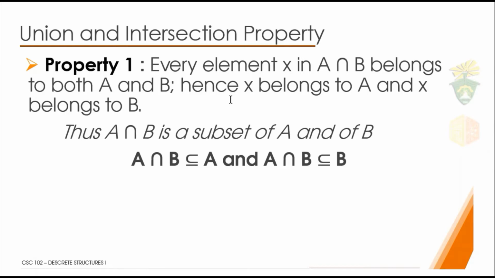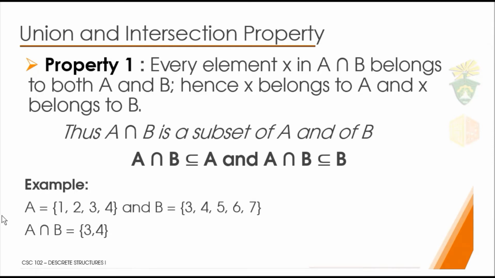So to write formally, A intersection B is a subset of A and of B. So it is in this form, no? So it just means that every element in A intersection B is found in A and is also found in B. Since again, intersection is a result of common elements of both sets.